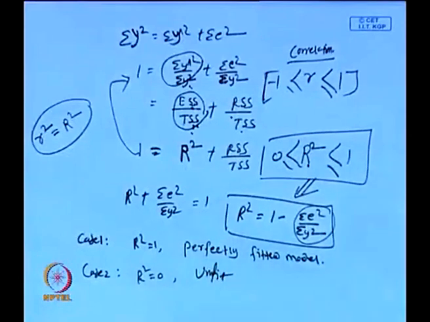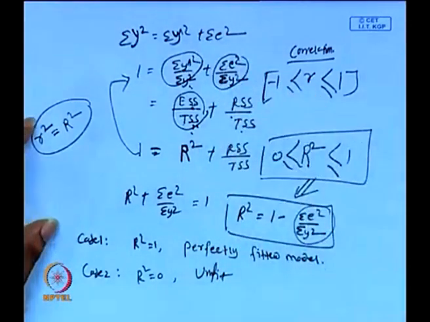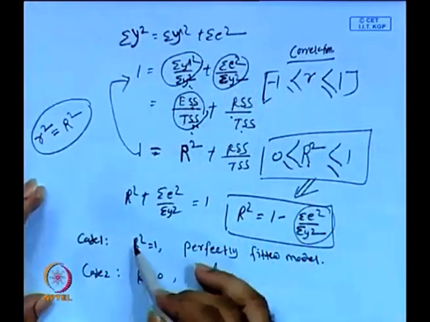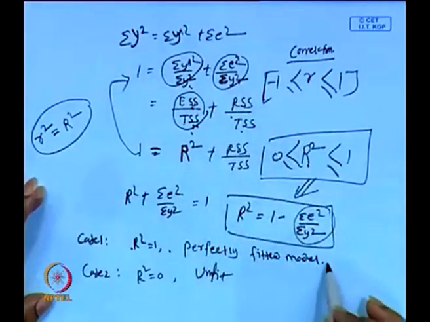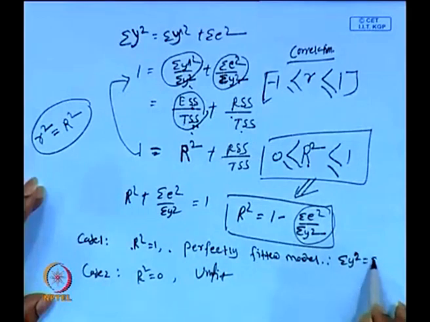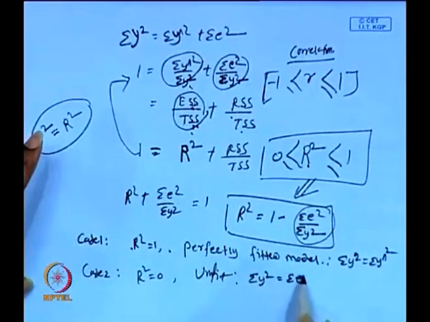Now, case 2: when R squared is equal to 0, then the model is completely unfit. That means the entire variation comes from u only. So, this particular item is equal to 1 and this is equal to 0. When R squared equals 1, then summation y squared is equal to summation y hat squared. When it is unfit, then summation y squared is equal to summation e squared, all right.